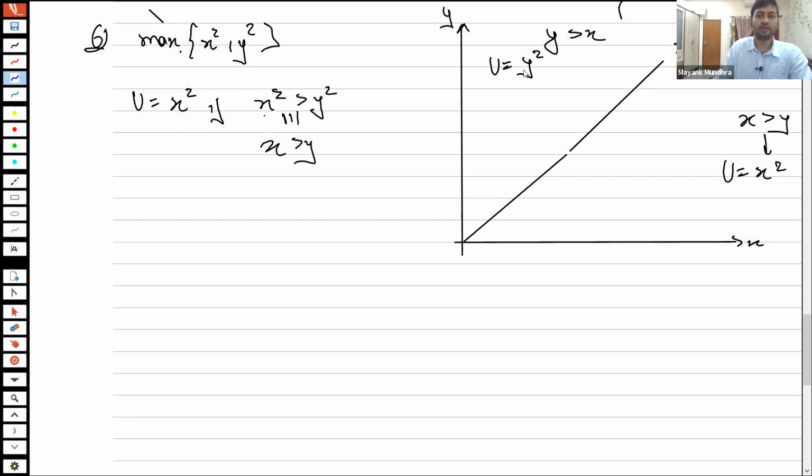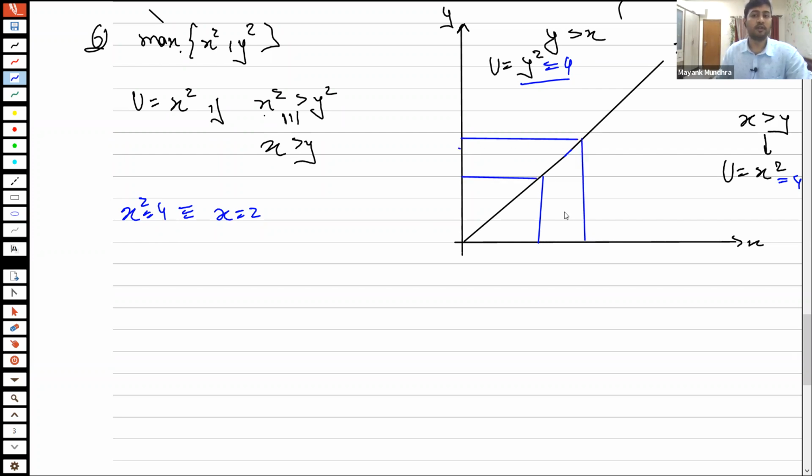Now let's take any utility level, let us say 4. So x square equals 4 is nothing but x equals 2, because we are dealing with non-negative numbers only. So x equals 2 would look like this. And to the left you have y square equals 4, which is basically y equals 2. So it would look like this. So you would really have functions like this.